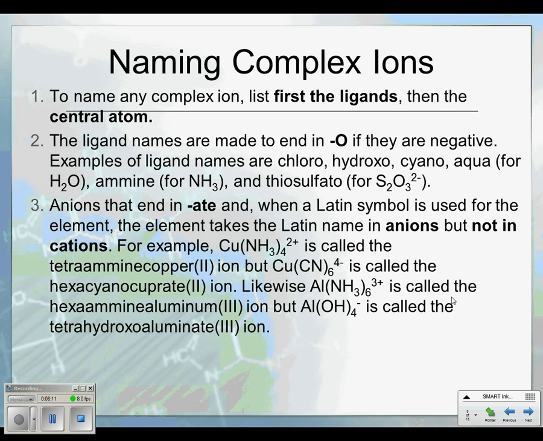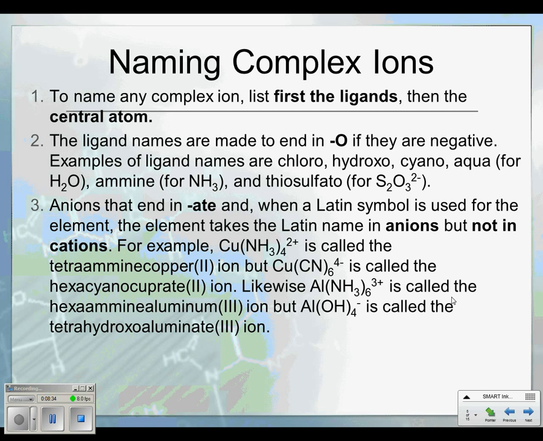Ions that will end in ate are a little bit more difficult. We'll talk about using the Latin words in here too. For example, you've got your copper and you've got 4 amines attached to it. Since the copper is one that we've also called cuprous, that's the Latin name for it, you'll actually use the Latin name whenever it's attached to an anion.